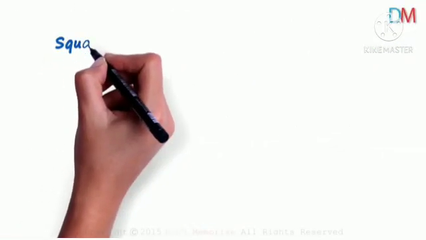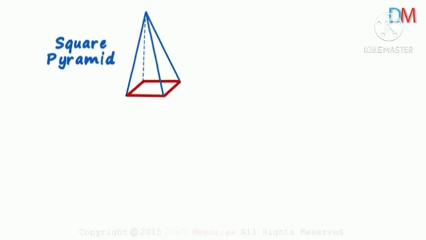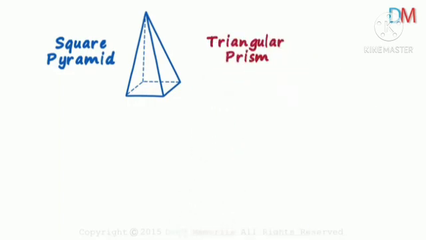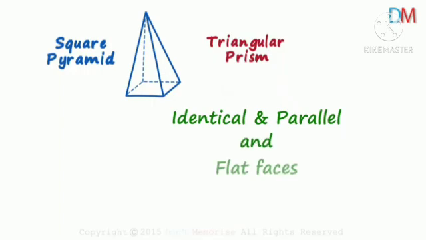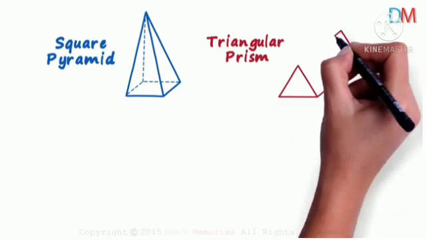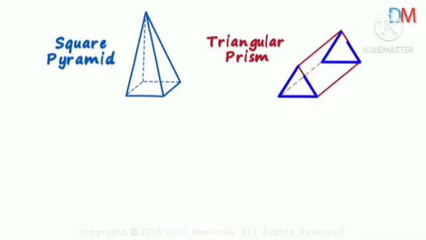Do you remember what a square pyramid looks like? It is a figure with a square as its base and triangles as its faces. Square base and 4 triangles as faces. And what is a triangular prism? A prism is a three-dimensional solid which has identical and parallel ends and all flat faces. A triangular prism would look like this. It has two identical and parallel triangles at its ends and three rectangular faces.